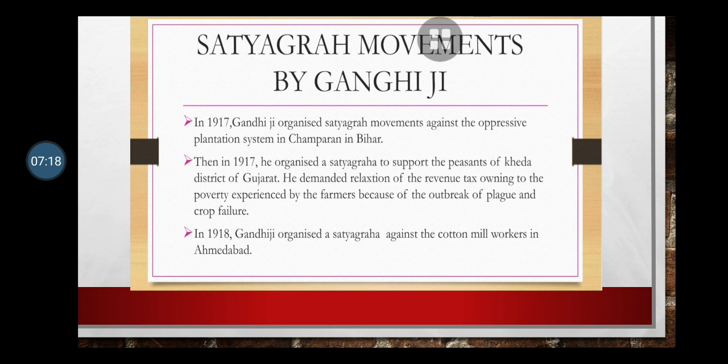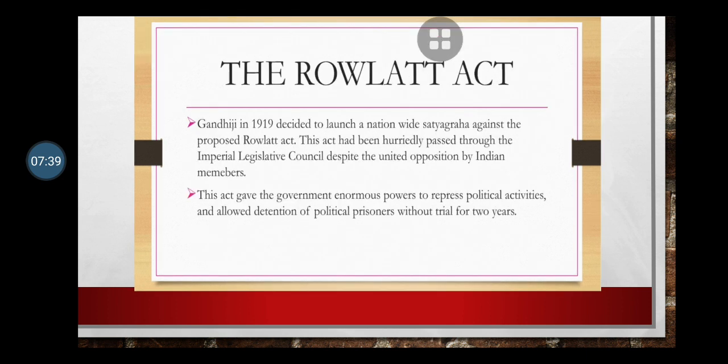So they wanted the government to waive off the revenue. In 1918, Gandhiji organized a satyagraha for the cotton mill workers in Ahmedabad. Now the demands of cotton mill workers were for higher wages. I mean, the wages that were being paid to them were very low, and the working conditions needed to be improved.